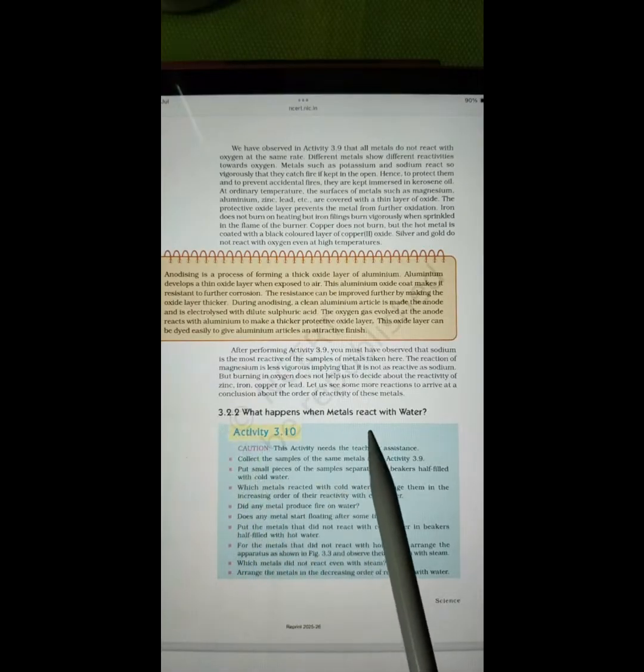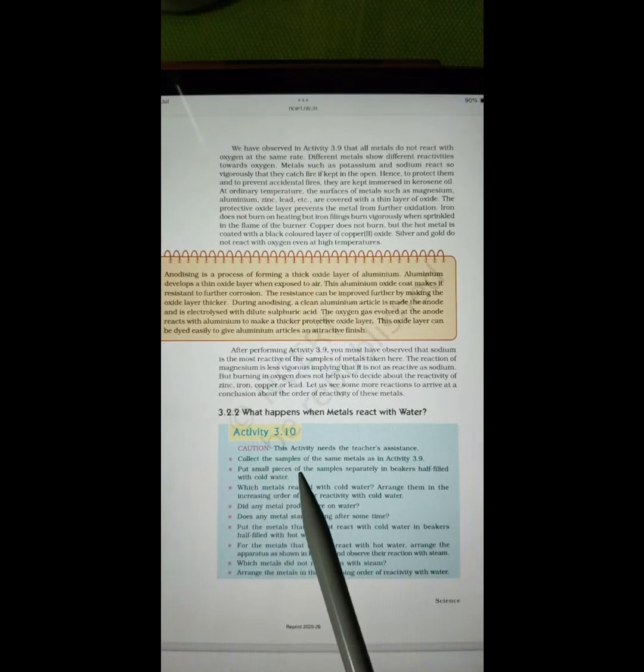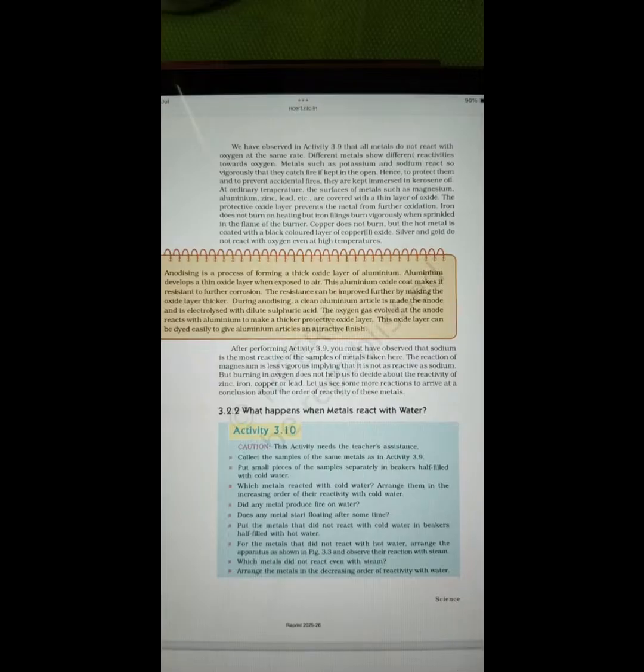3.2.2 What happens when metals react with water? Activity 3.10. Caution: this activity needs the teacher's assistance. Collect the samples of the same metals as in activity 3.9.